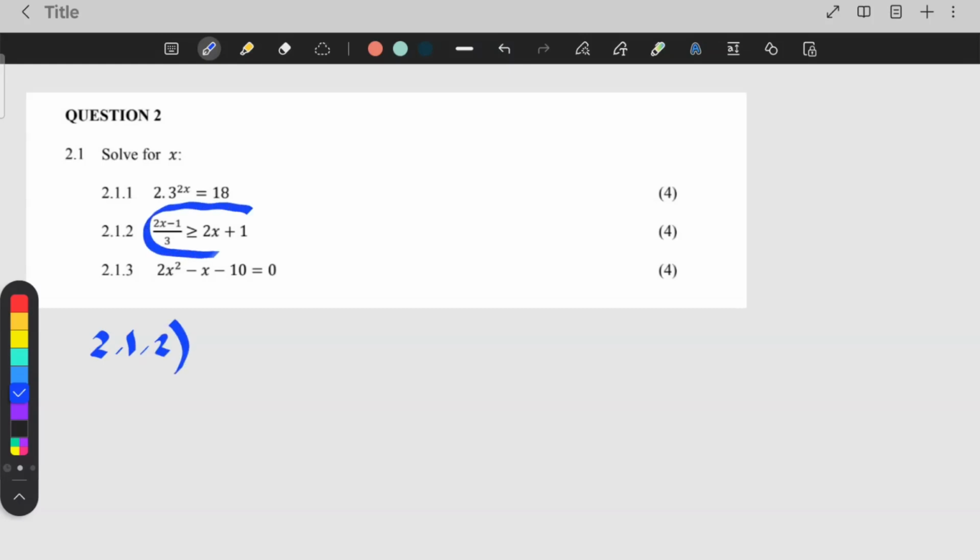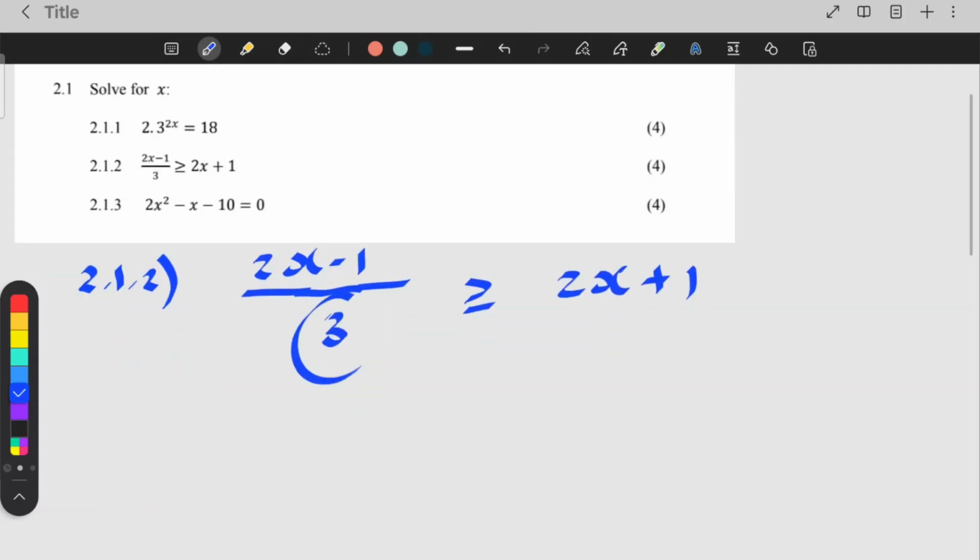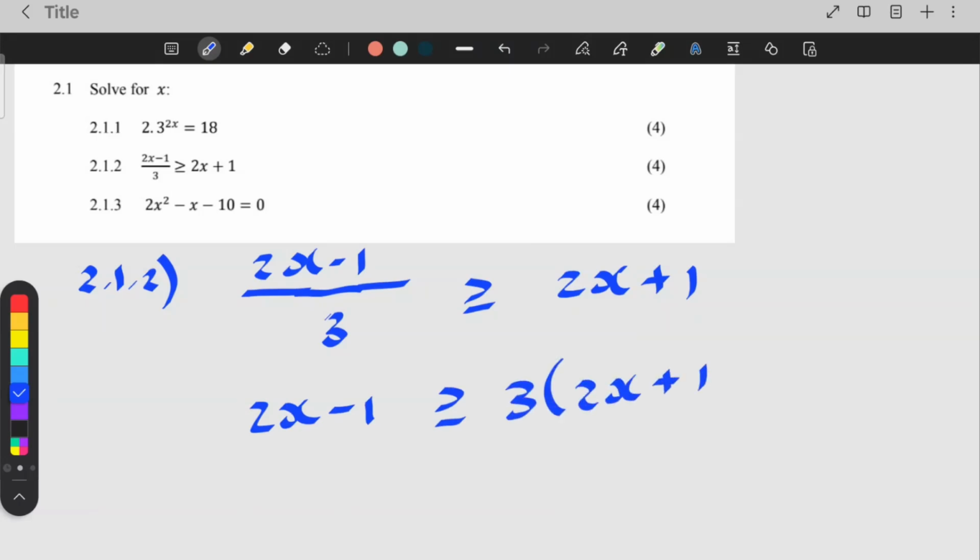This is an inequality. So let's write our inequality down. So with an inequality, we don't want this denominator here. So I'm going to take this over to that side. But if you're dividing here, you must multiply on the other side. So let's do that. So that 3 is now not here. And then I'm going to multiply the 3 with everything on the right.